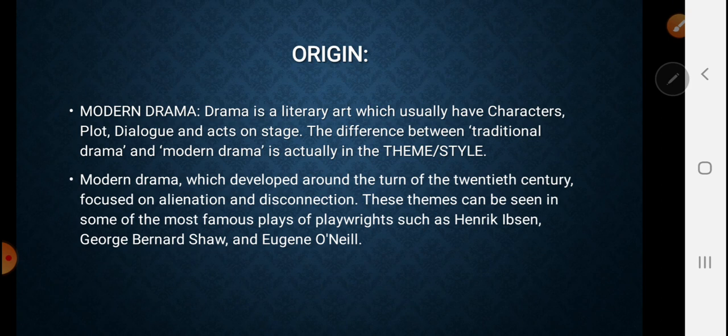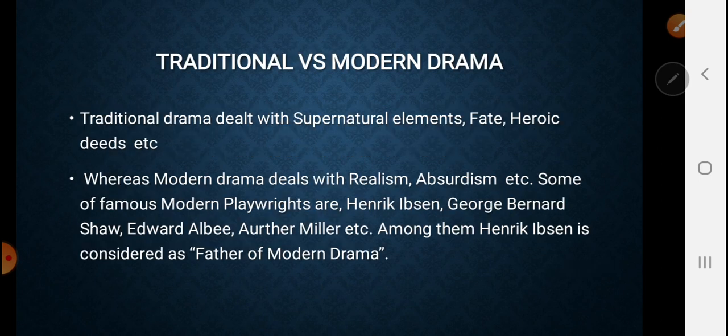The basic difference between the modern drama and the traditional or the classical drama was of theme and style. For example, in the modern sense, the theme is mostly realistic in nature, while in the traditional setup, the themes were of historical or incestuous nature. In the modern setup, the modern dramatists are Henrik Ibsen, George Bernard Shaw, Eugene O'Neill, while the traditional dramatists who were famous for their dramas were William Shakespeare, Christopher Marlowe, etc.